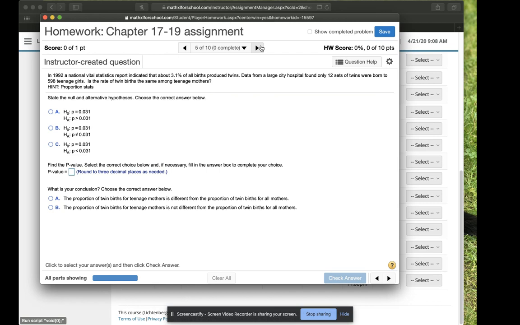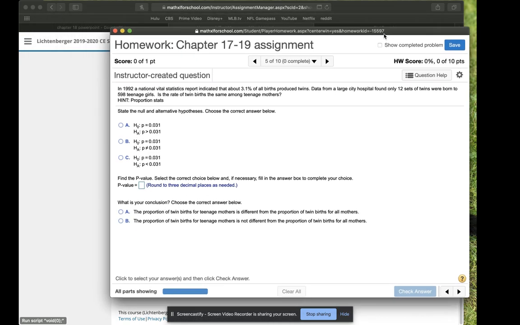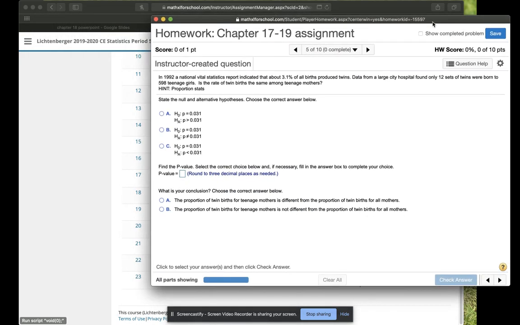So let's take a look at number 5 here. In 1992, a national vital statistics report indicated that about 3.1% of all births produced twins. Data from a large city hospital found only 12 sets of twins were born to 598 teenage girls. Is the rate of twin births the same among teenage mothers? So state the null and alternative hypothesis.